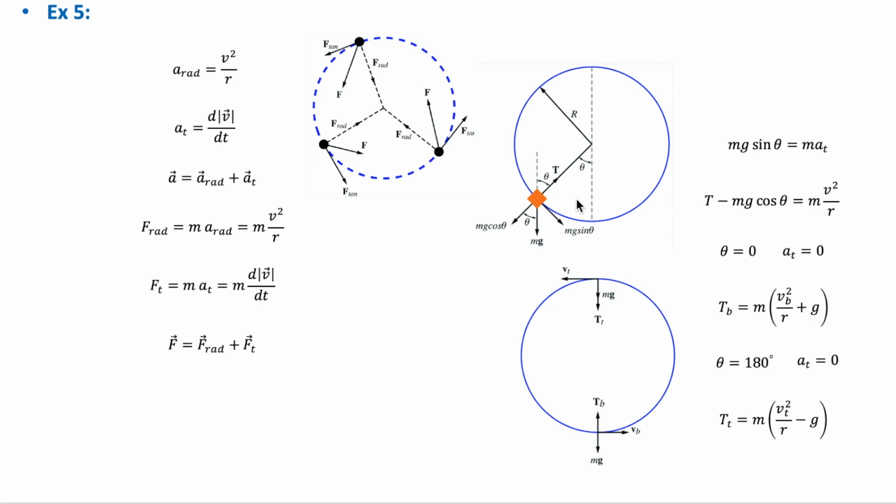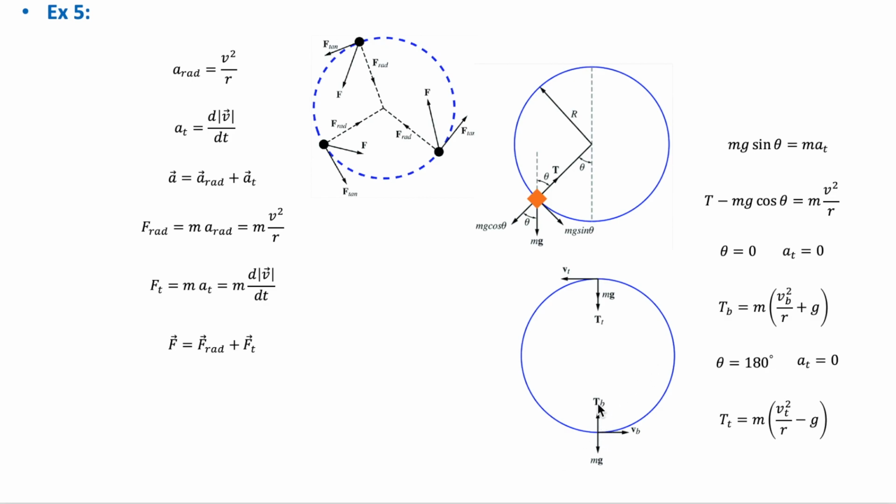So let's apply Newton's second law along the tangential and radial directions. Along this tangential direction, the only force is this component of the weight, and it is equal to m a_t. So this component is what provides the tangential force that is changing the speed of the object. And along this radial direction, the resultant force is T minus m g cosine theta. This resultant force is what provides the centripetal force required to keep the object in its circular path, so it is equal to m v squared over r.